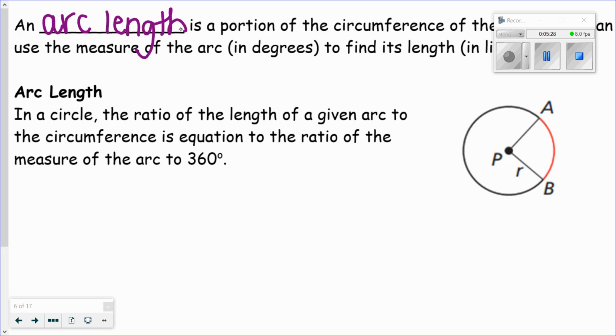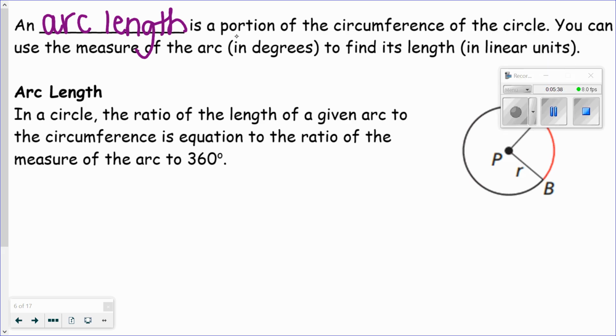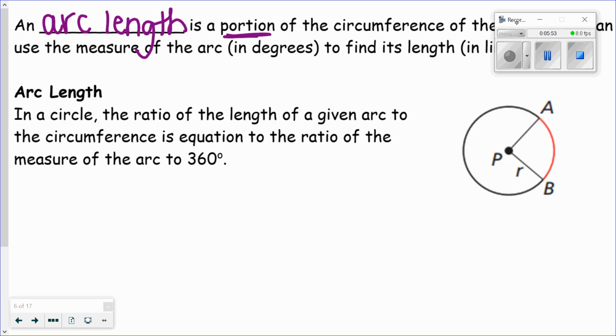Okay, so we had arc measure before, and that was talking about the degree. We are now going to talk about arc length, and this is the portion of the circumference of the circle. You can use the measure of the arc in degrees to find the length in linear units, okay? So we are going to use proportions to solve for this.